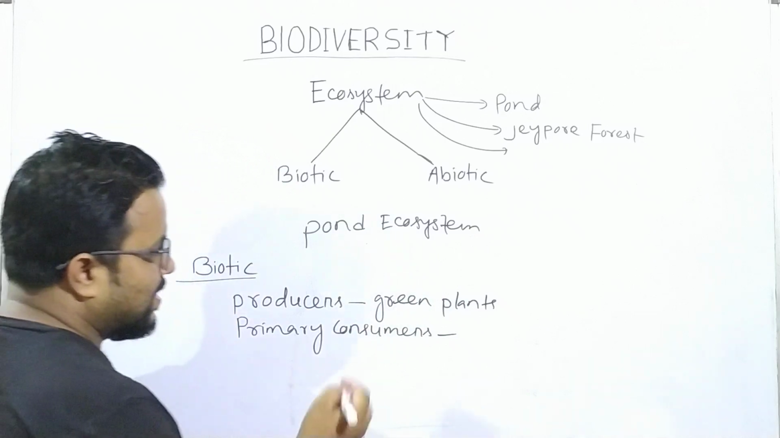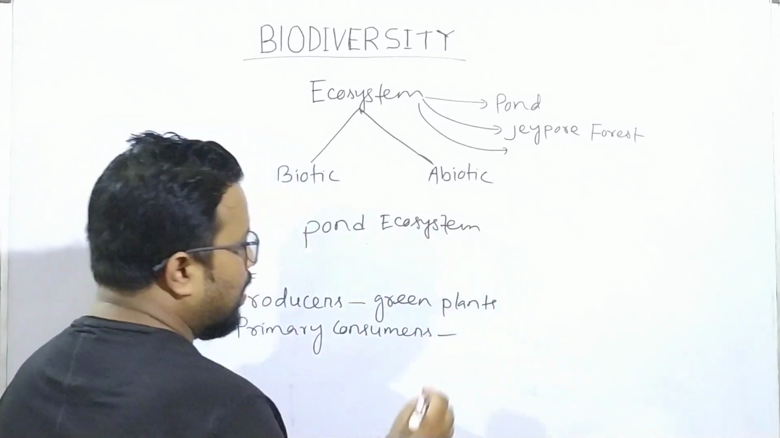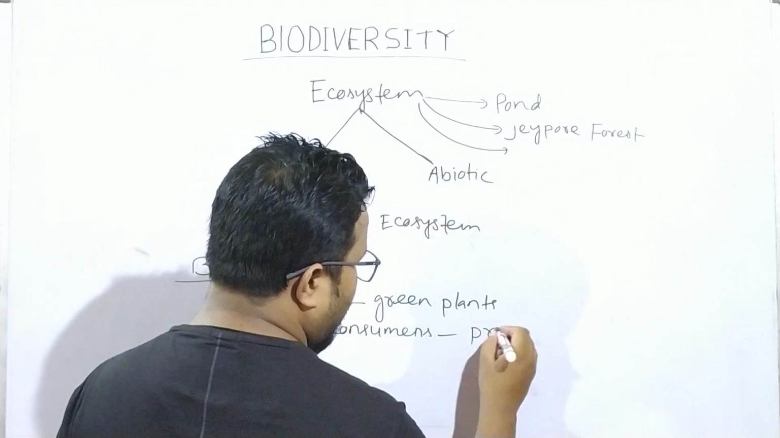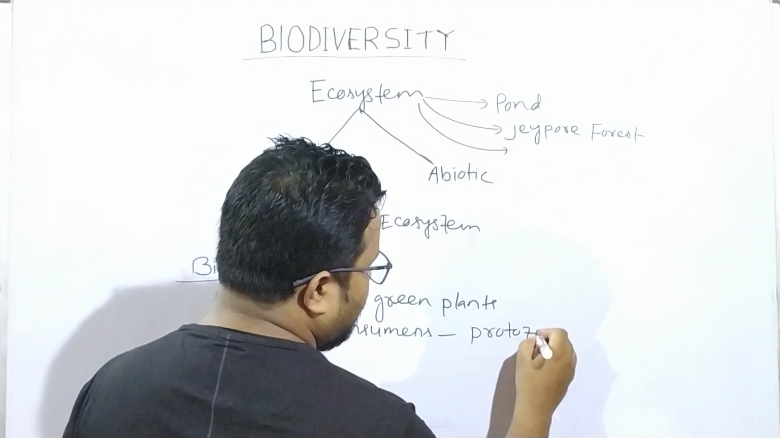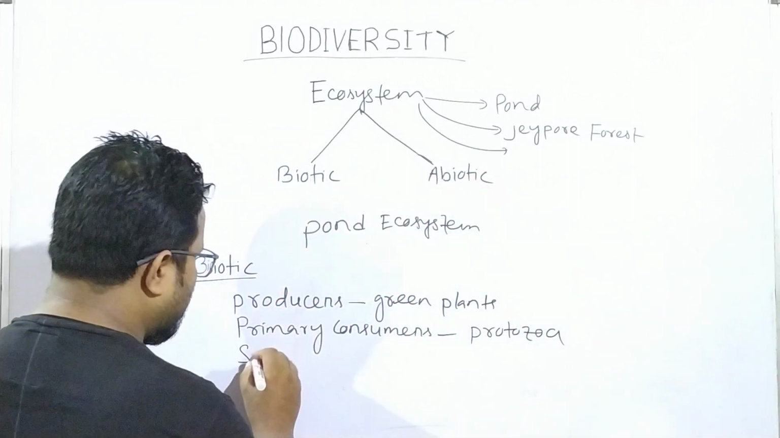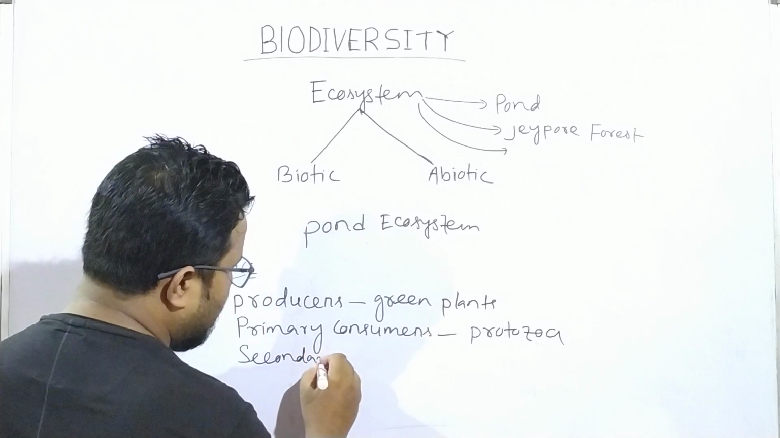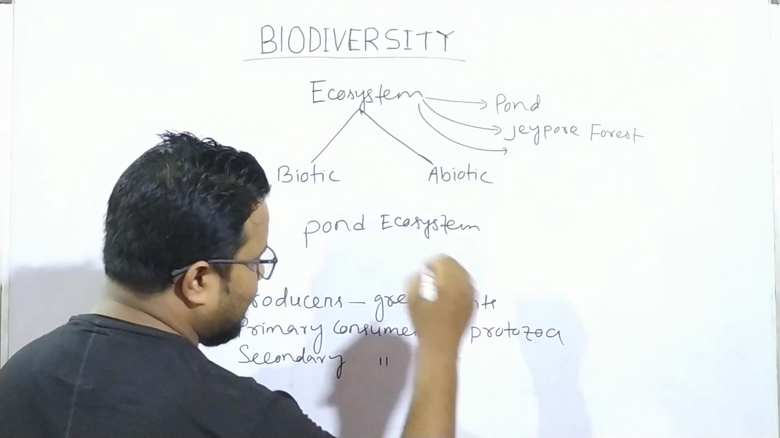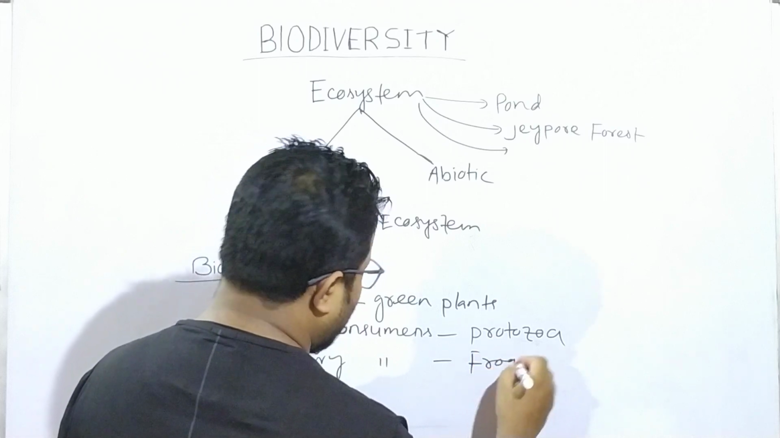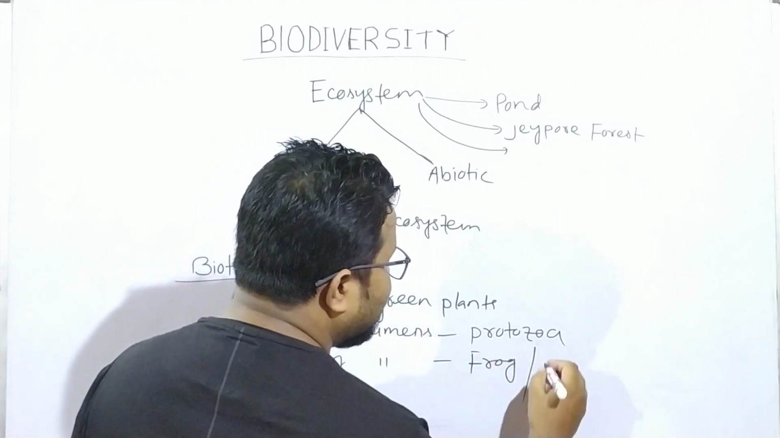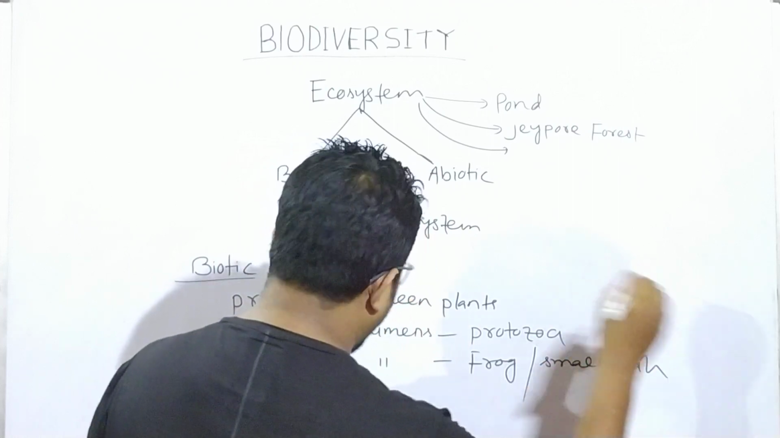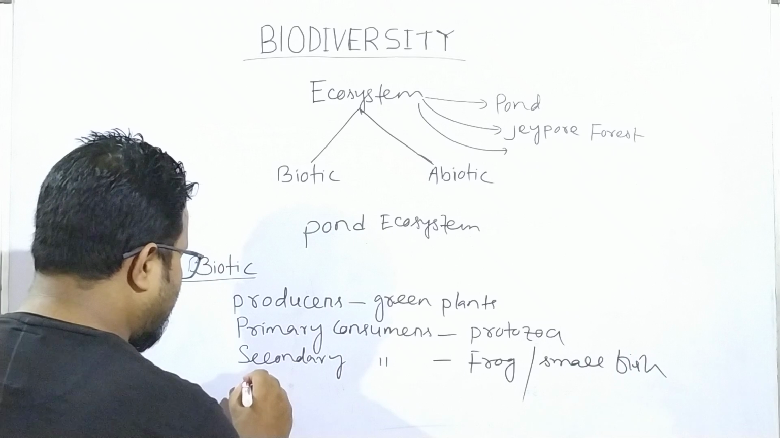What are primary consumers? We can take the example of protozoa as primary consumers. Then we have secondary consumers. We can take the example of a frog. Frog is a secondary consumer, or we can even take a small fish as an example of secondary consumers.